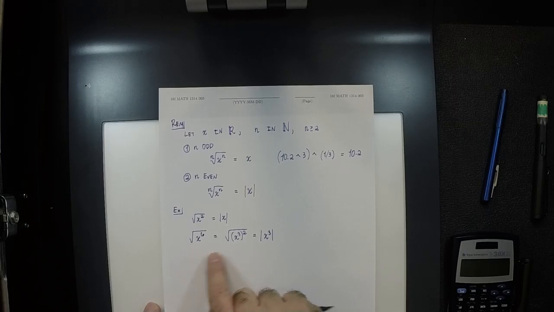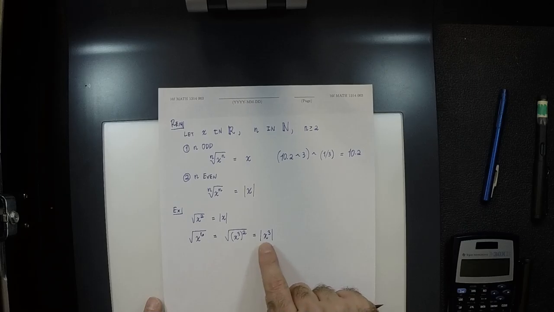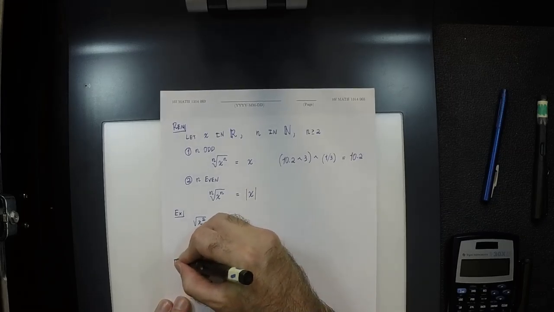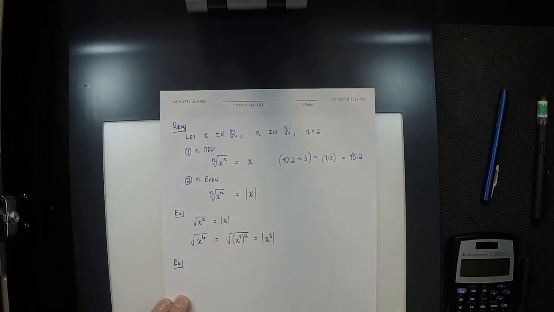So when the parity of the radical is even, you have to pay close attention to the sign of things. Okay, so absolute value of x.